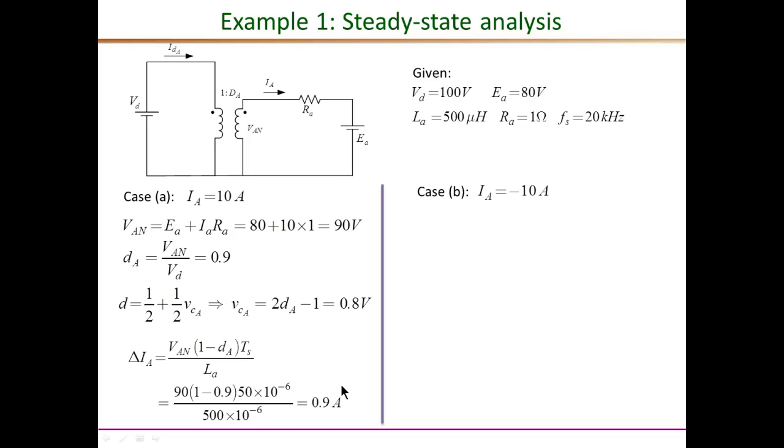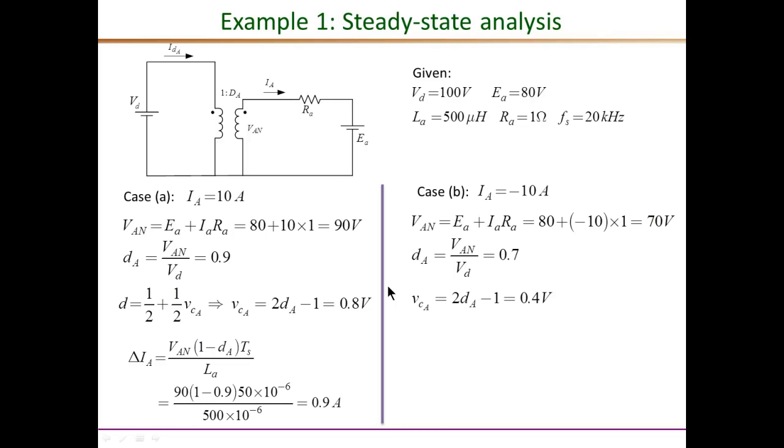For case 2, where we want the power flow to be reversed, the current is actually negative 10 amperes. We use the same procedure, just with different values. We calculate the required VAN, and that will give the value of D for this new case. Again, from KVL around this loop, VAN is EA plus IA times RA, just that IA is now negative, making VAN less than the previous case: 70 volts instead of 90 volts. Then D is 70 over 100 or 0.7, and VCA, again using the same equation, comes out to be 0.4 volts in this case.